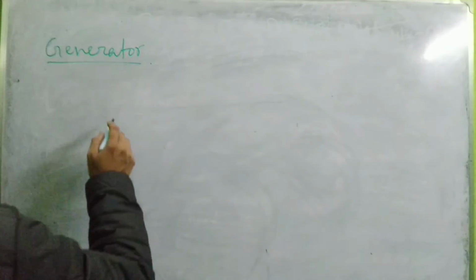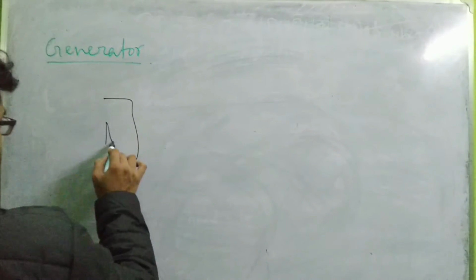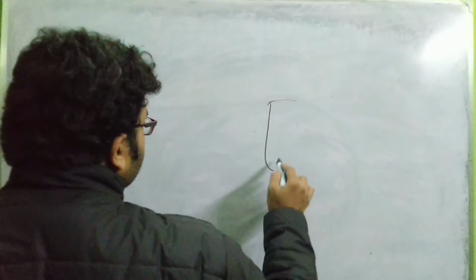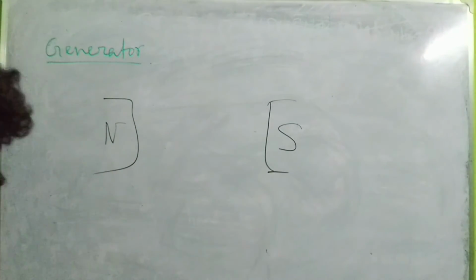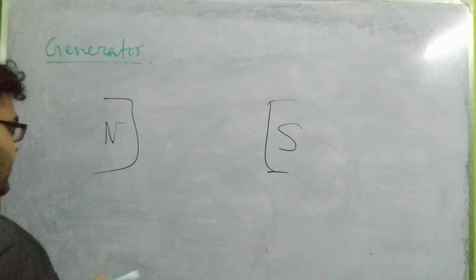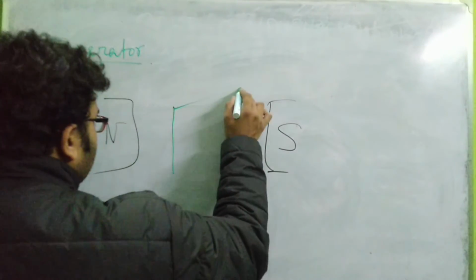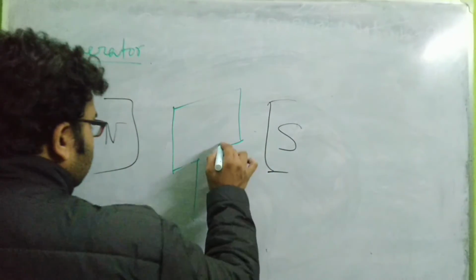We have two magnets. One is the north pole and one is the south pole. We have two magnets like this. Okay, this may be a horseshoe magnet. Okay, and say there is a rectangular coil here, like this rectangular coil.